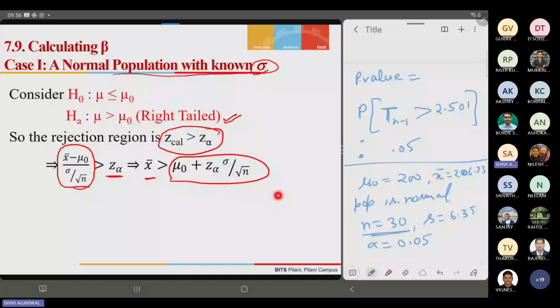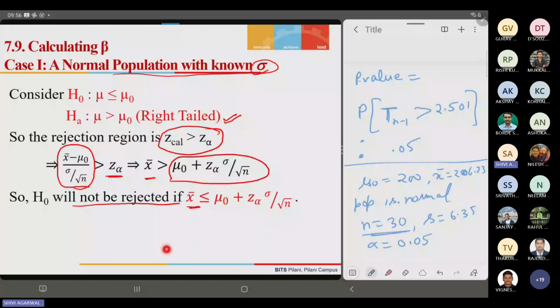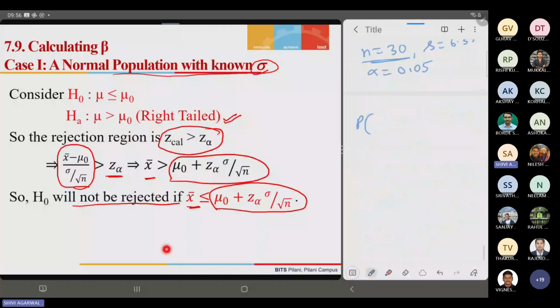So we fail to reject H naught when X bar is less than or equal to this point. H naught will not be rejected if X bar is less than or equal to this. So we fail to reject H naught. That is the probability of type 2 error. We have done one question also, if you remember. It is the probability of failing to reject H naught, given that, it is a conditional probability, H naught is false.